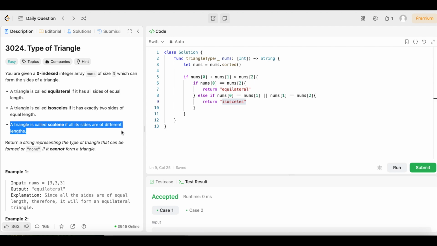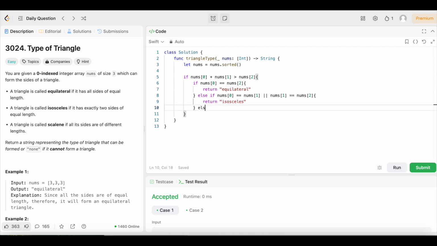So for that, we could just say else, open up the bracket, and return scalene. Open up the quotation marks, scalene. Boom, just like that. Now, if we go through all this and nothing checks out, then that means the triangle is not valid. So we could just say return a string that says none. That should be all she wrote, y'all. It's that simple, it's that easy.